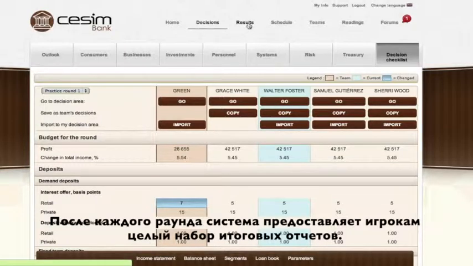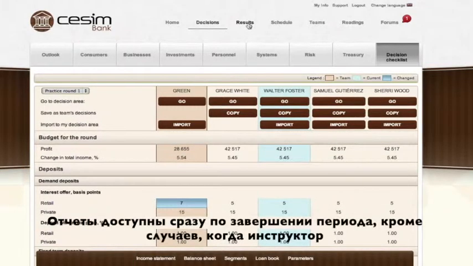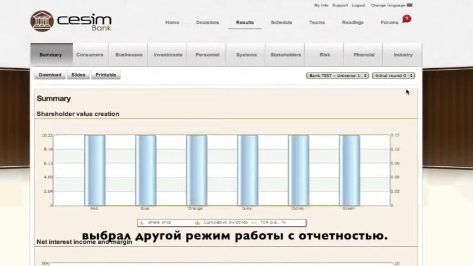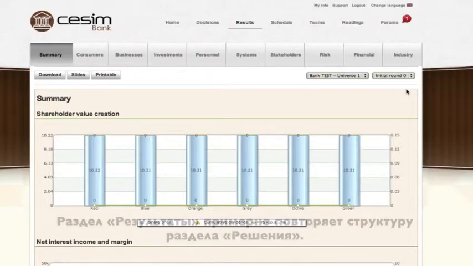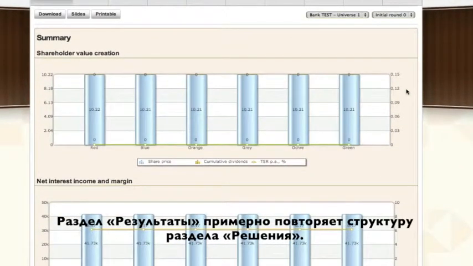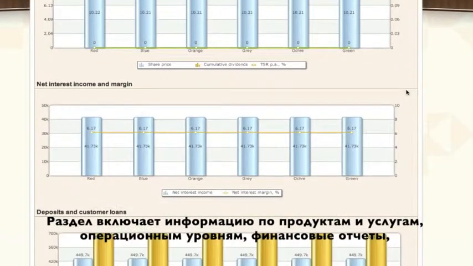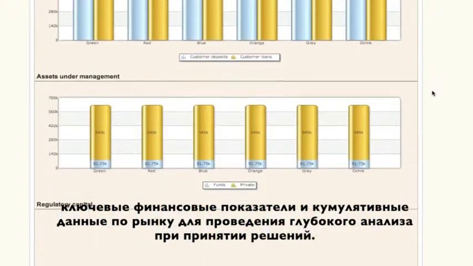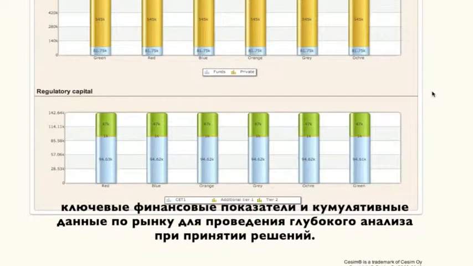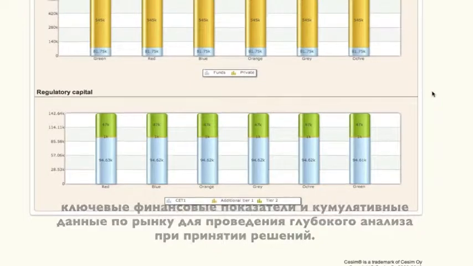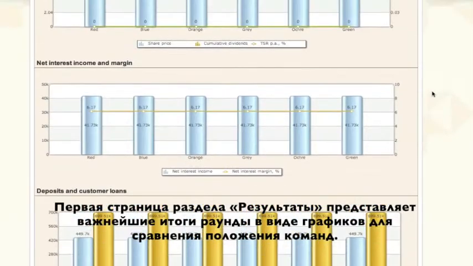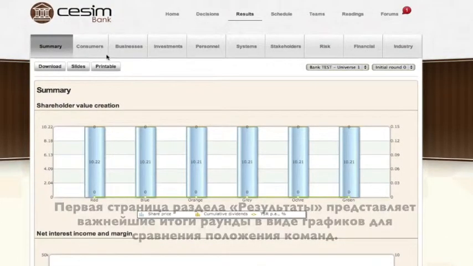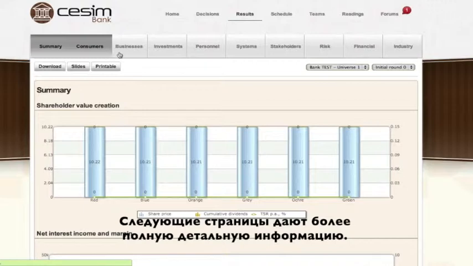After each round, the system generates a collection of reports for teams to analyze their performance. The reports become available immediately after the deadline passes, unless otherwise chosen by the instructor. The results section presentation approximately follows the decisions interface. It includes all the relevant product and operational level data, as well as financial reports, financial ratios, and industry aggregate level data that are required for in-depth analysis of market development. The first page of the results section provides a series of most important data points in graphical form for quickly benchmarking the teams. The following pages provide much more detailed information.